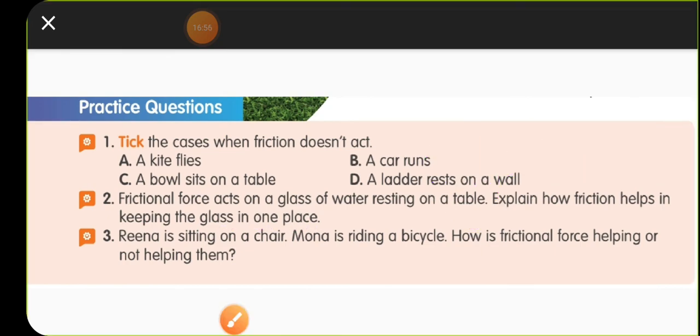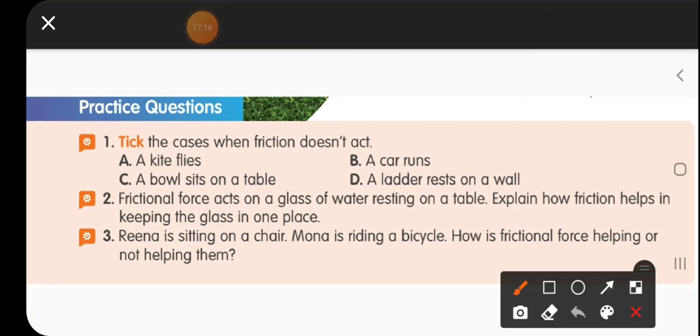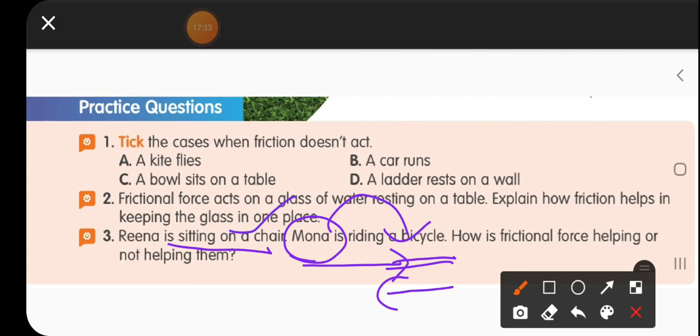So now the third question, Reena is sitting on a chair, Mona is riding a bicycle. How is the frictional force helping or not helping them? So frictional force is helping Reena to stay at one place in a chair, and in the case of Mona, the frictional force is acting in the opposite direction where Mona is riding the bicycle and tries to resist the bicycle movement. Here in Mona's case, Mona's force is more. Means in this case you won't see frictional force helping, but here you can see the frictional force that helps Reena to sit on a chair.